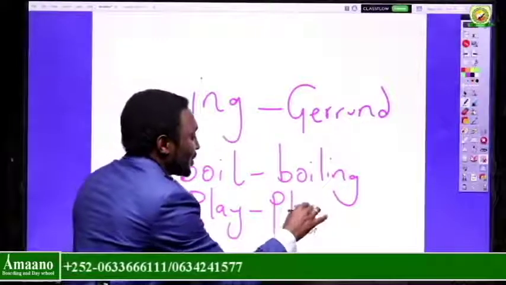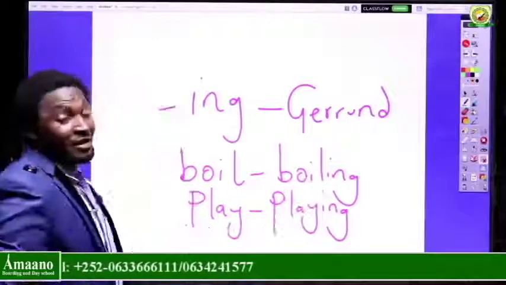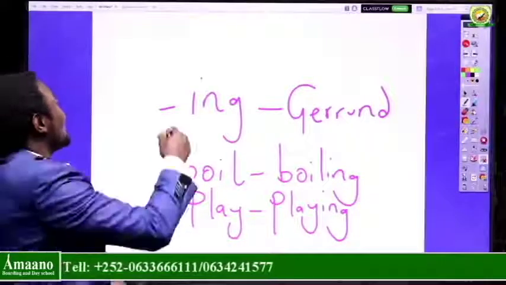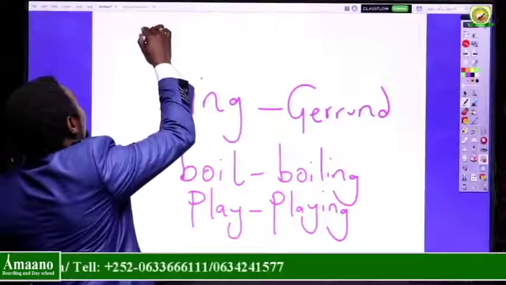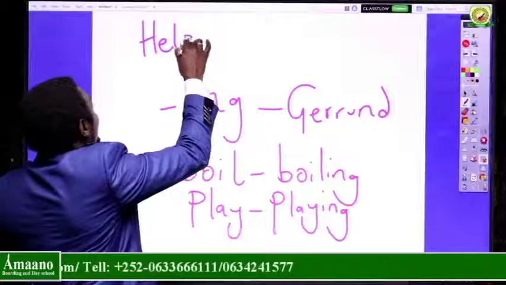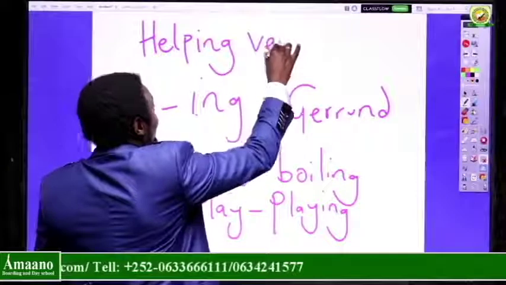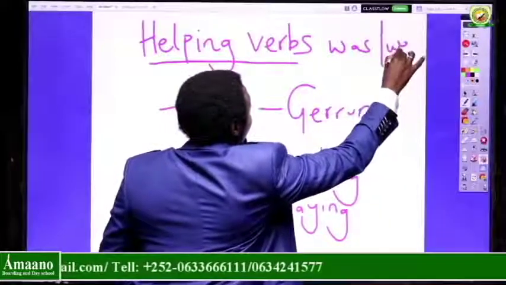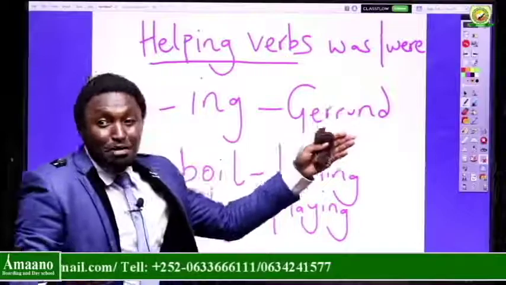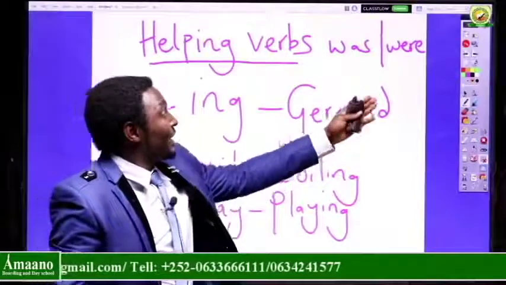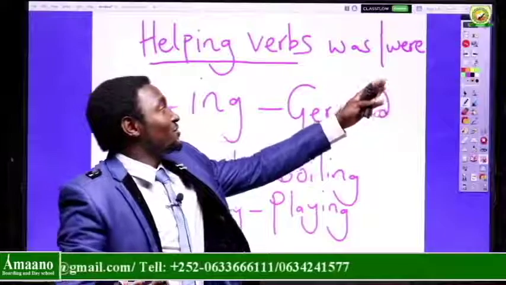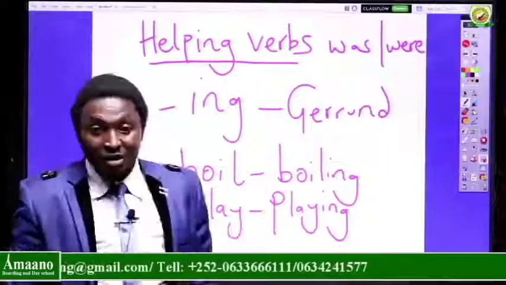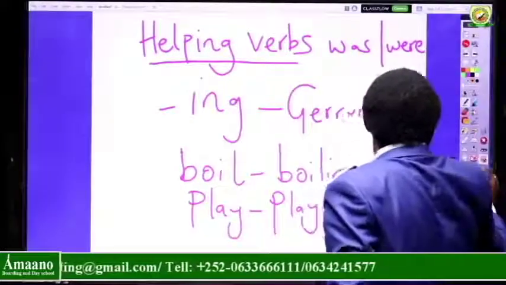The other thing that we need to remember for us to learn about the past continuous tense is helping verbs. Helping verbs, not all of them. We just need to remember was and were. Remember, was is the past tense of is, and were is the past tense of are, the plural. This is plural and this is singular. Good. Back to the lesson.